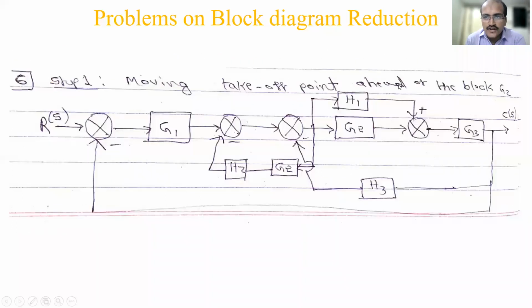So moving takeoff point ahead of the block G2. A rule I am not mentioning, but I'm mentioning the rule name. Okay, what is that? It is remaining all the same. It is okay. I have not changed anything. Just a minute. What else have I made?